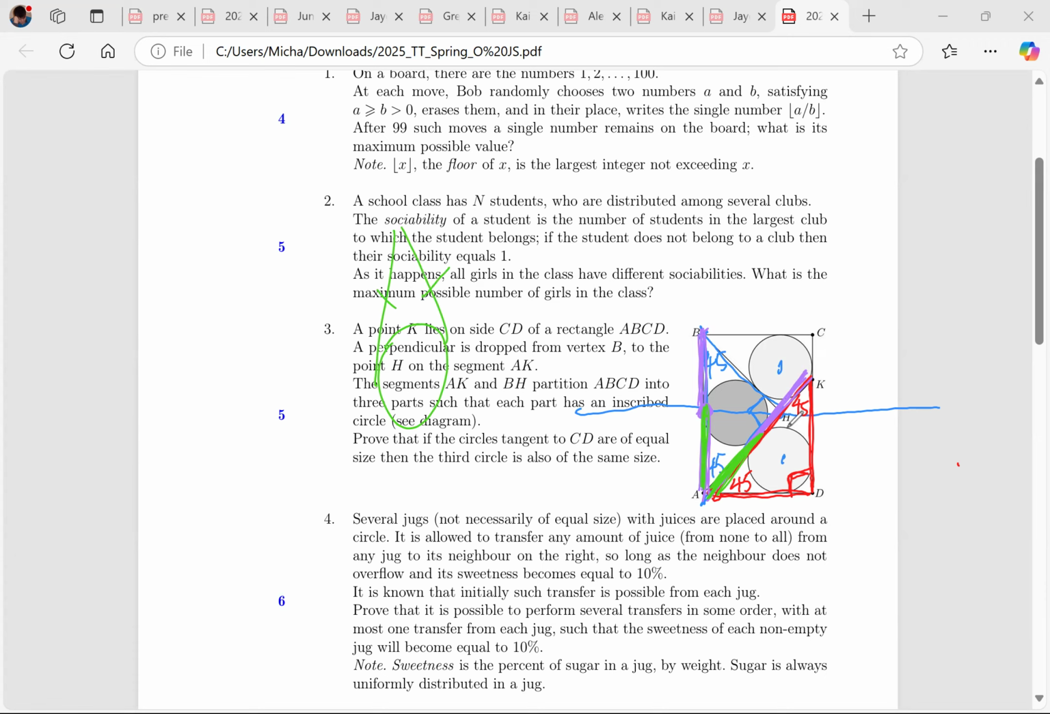But because this is also isosceles, this is also the midpoint of this. Does that make sense? Because this is an isosceles triangle, by symmetry, the incircle is going to touch at the midpoint. And so that means this length is half of this length, right? So basically, these two lengths are the same. So this length is the same as this length, and so these two triangles are congruent. Does that make sense?